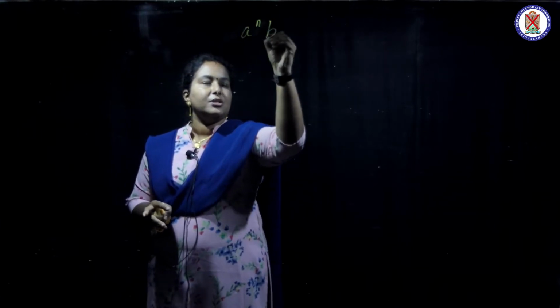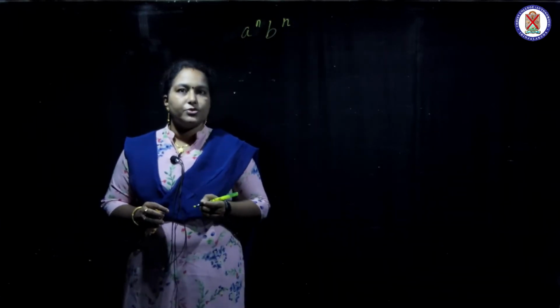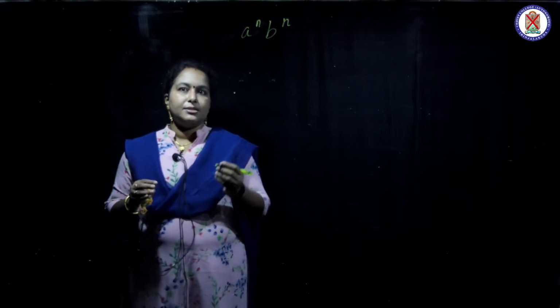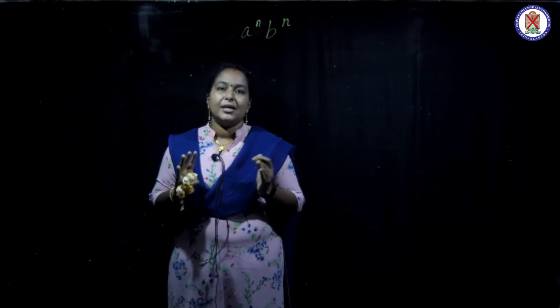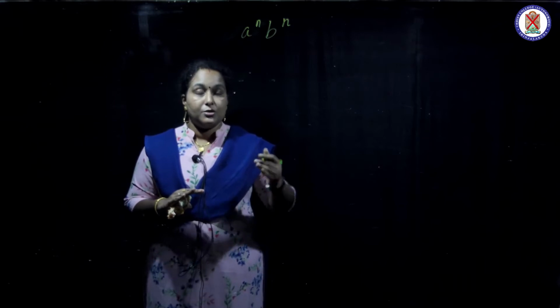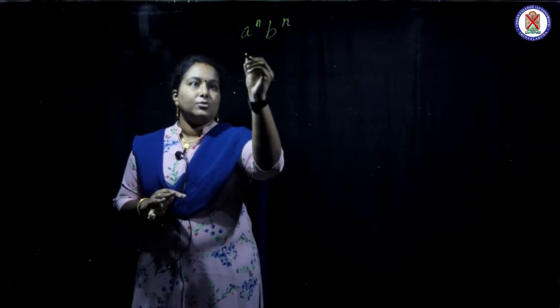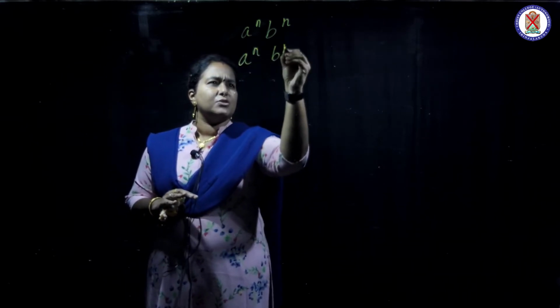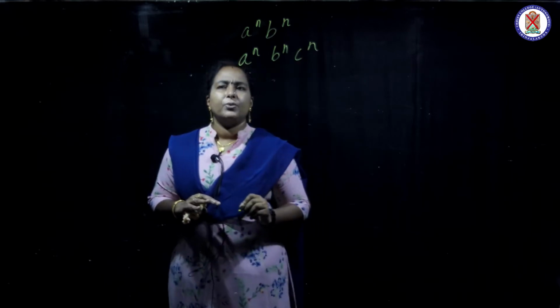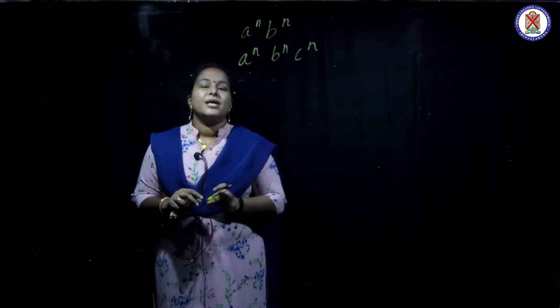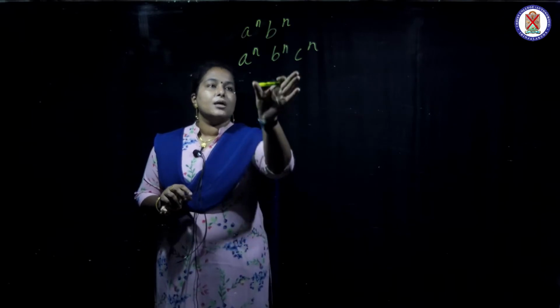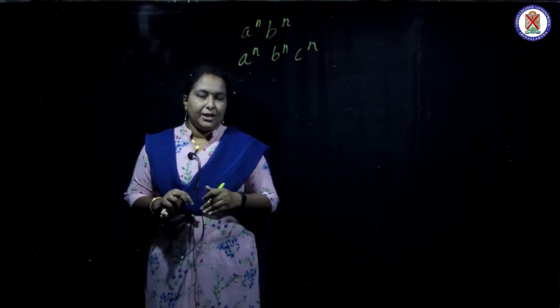Everyone, in the previous video we discussed the Turing machine for a raised to n, b raised to n. In this video we are discussing a language that cannot be done by a PDA. What was the language? A raised to n, b raised to n, c raised to n. So why can't it be done by a PDA?